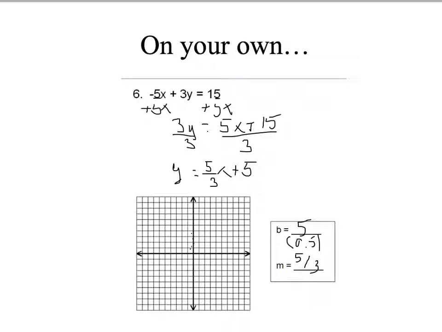1, 2, 3, 4. Sometimes it's hard to see this grid. Alright, and then I have a positive 5/3, so I'm going to go up 5 and to the right 3. And I like to have more than 2 points, because you can tell I'm not very good at making straight lines, and that sometimes helps me draw a better line. Connecting the dots.